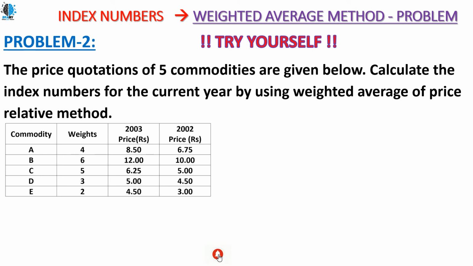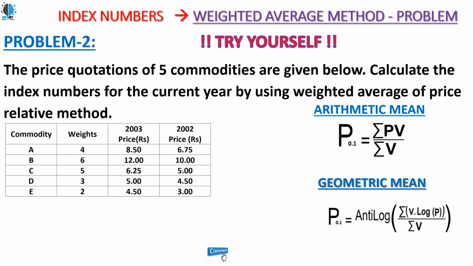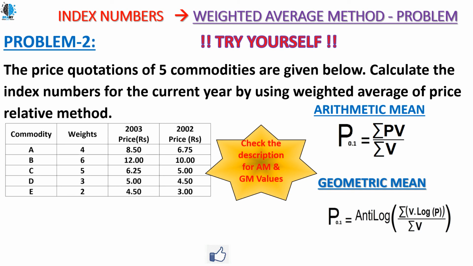Try this problem. What are the formulas? The arithmetic mean formula is P01 equals summation PV by summation V. The formula of geometric mean is P01 equals antilog of summation V log P divided by summation V. After solving this question by yourself, go to the description, where you will find the final values of arithmetic mean and geometric mean. First do the problem on your own, then go to the description and check the values.